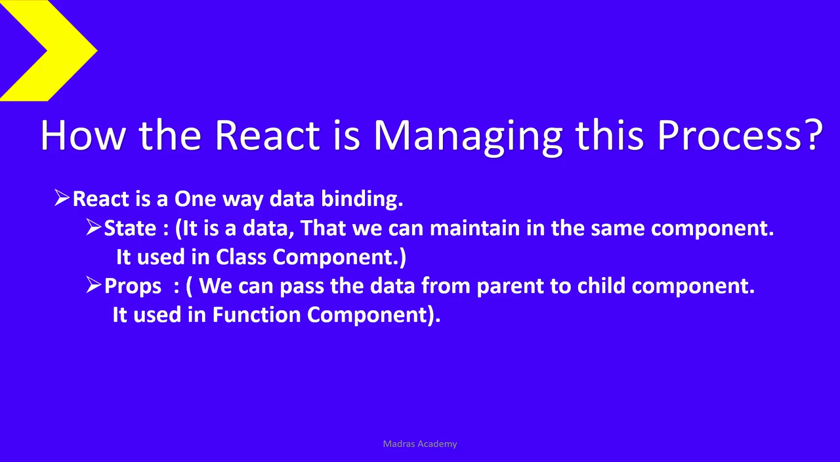how React is managing this process. How this virtual DOM is comparing and how it is managing the process in a React application is: React is one-way data binding. Okay, React is one-way data binding. We can pass the value from parent to child, but not from child to parent. We can maintain the data in our React component using state and props.